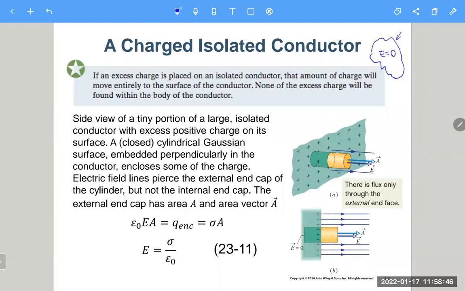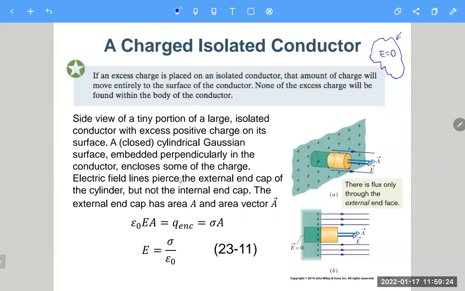Because if there is some E field inside the conductor, and if there are some charges inside the conductor, then there will be a force acting on this charge, and then it will move until all of the charges are moving to the surface. Then there is no E field inside the conductor, so there will be no force, and then all the charges will be relatively stationary at the surface.